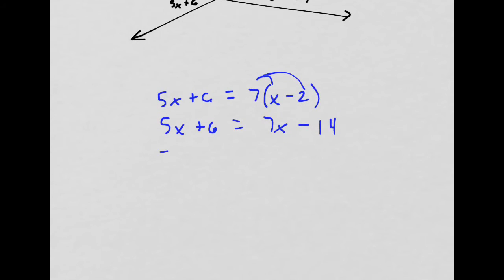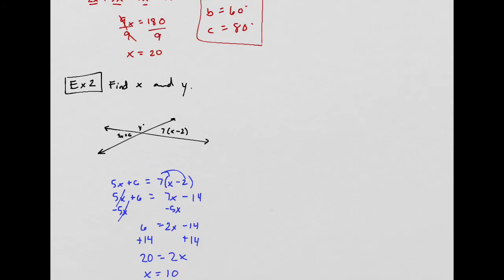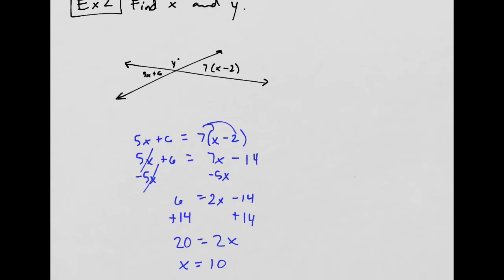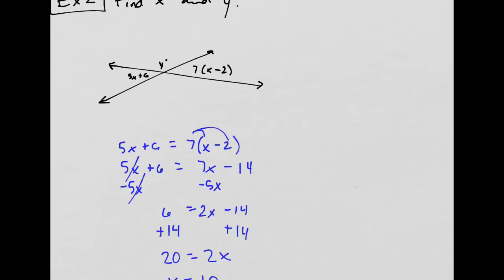And then I'm going to subtract 5x over to the other side to keep the x positive. So we have 2x minus 14 equals 6. We add 14, we add 14 here. We have 20 equals 2x, which means x equals 10. X equals 10. Great. Found x. But I need to find y. Okay. If x is 10, then that means this one's 56, right?